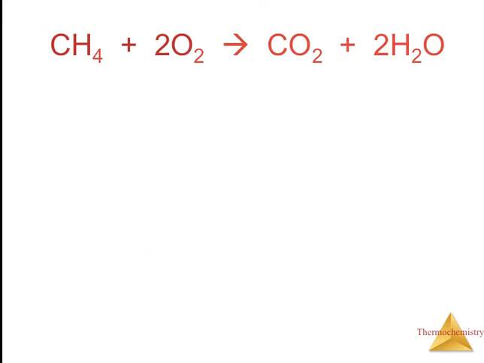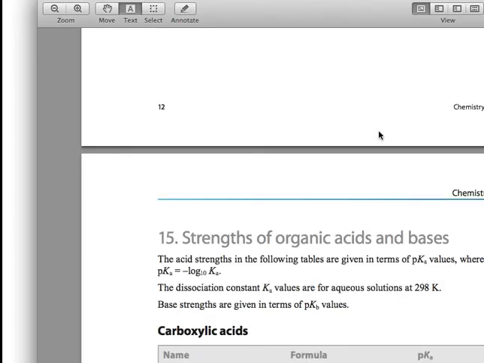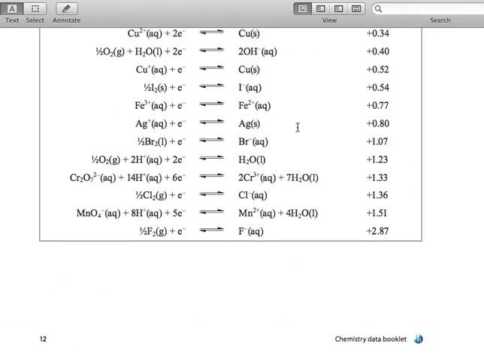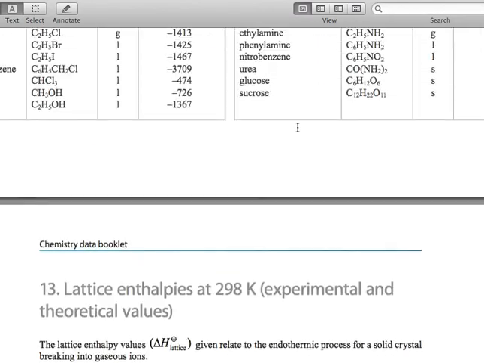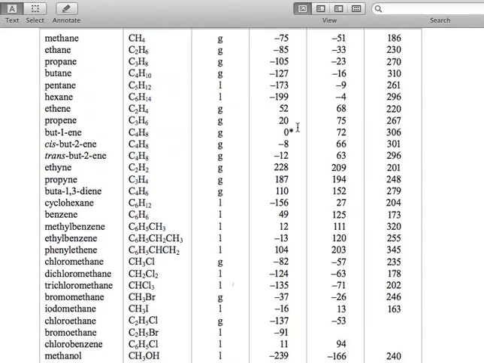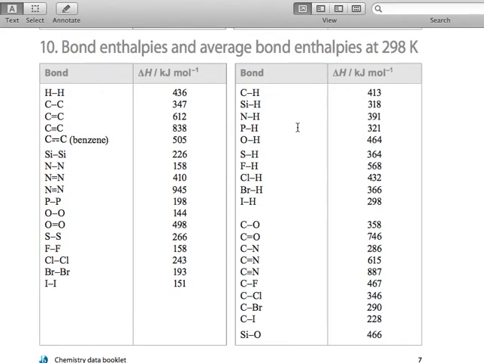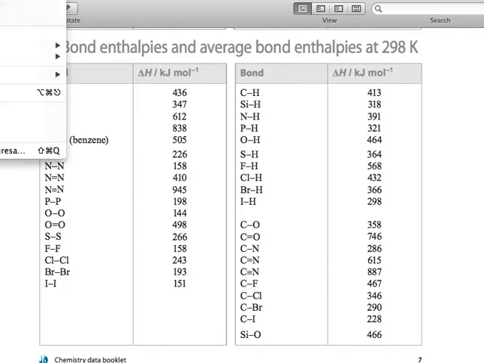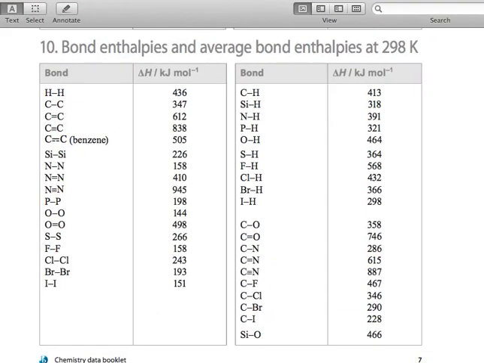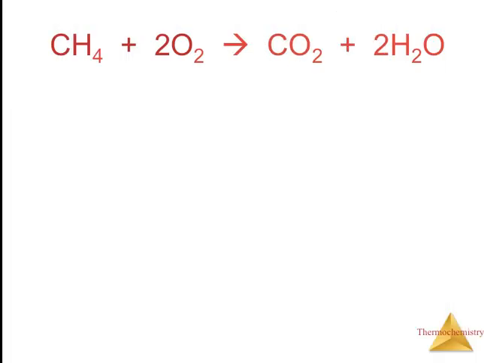And what we want to use is, I'll find it. Here's the data book. You'll get sections of this. I might also make you a whole copy of the whole data book and hand it out. But here are the bond enthalpies and average bond enthalpies at 298.15 K standard for different bonds. These are where I'm going to get my values from. So we'll move this almost out of the screen, and go back to our problem.